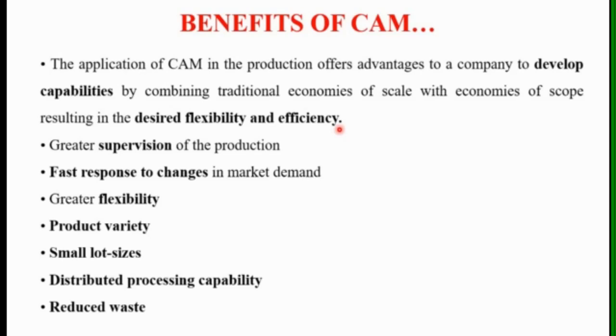The product variety: we can produce a variety of products, and a variety of operations. Also we can produce the same product or component. Then CAM also helps while producing small lot size products, small components or a smaller number of components. Then it also has distributed processing capability, and CAM also helps in reducing the waste of the manufacturing system. It also helps in reducing the manufacturing waste in the manufacturing industries.